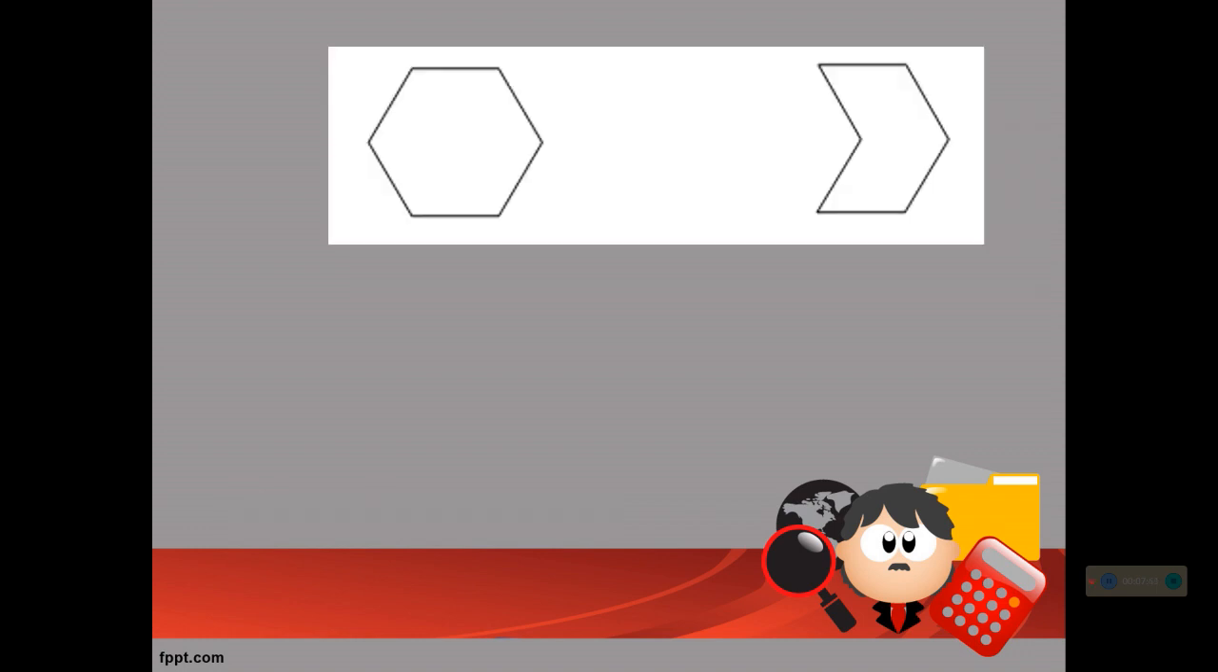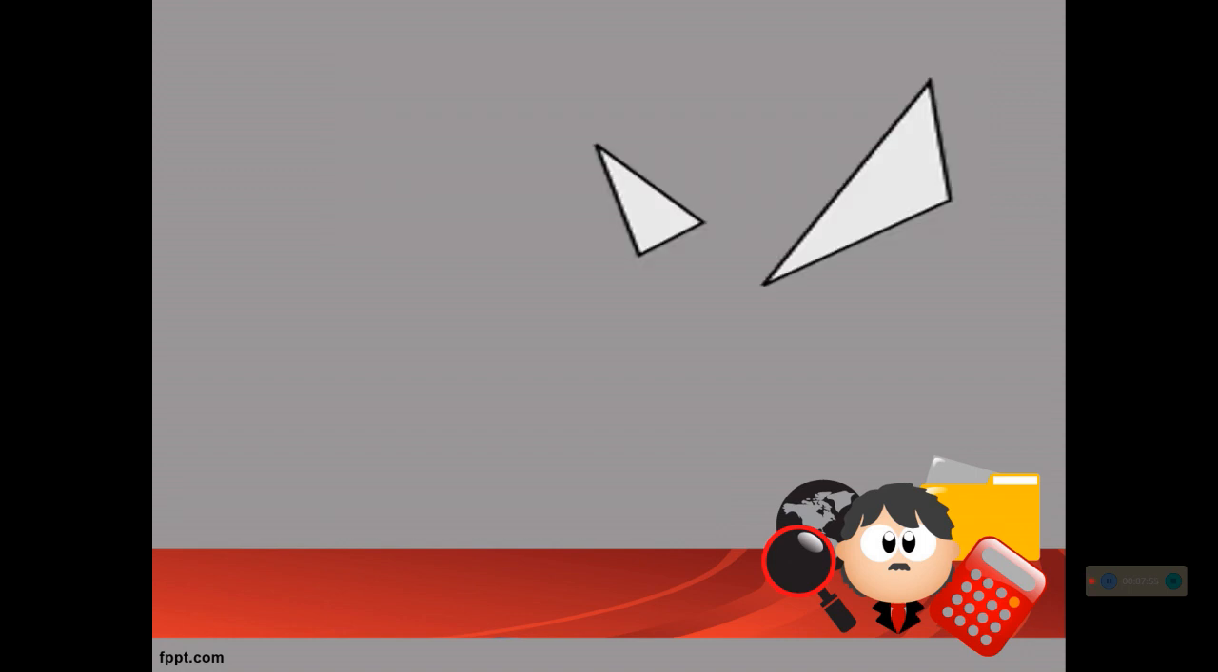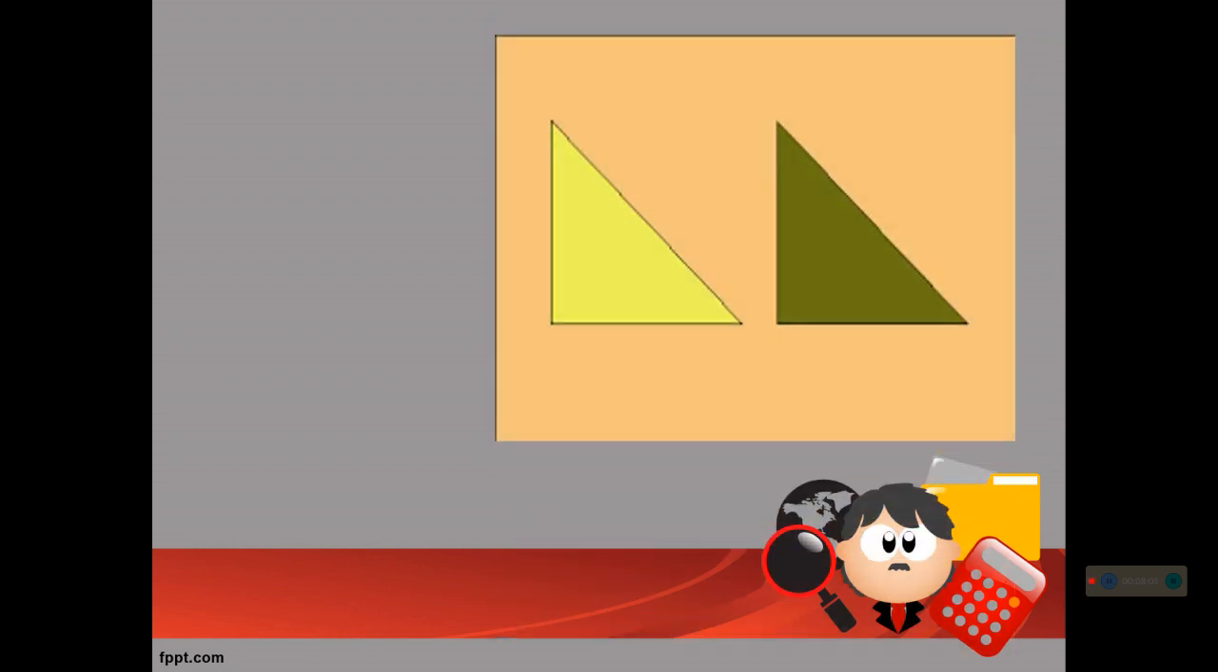Next. Yes, they are not congruent. Correct. How about this one? Obviously, they are not congruent. Next. For the last picture we have here, yes, they are congruent.